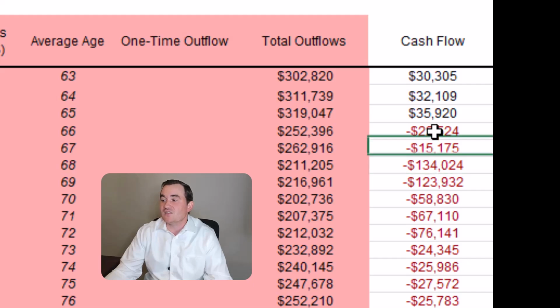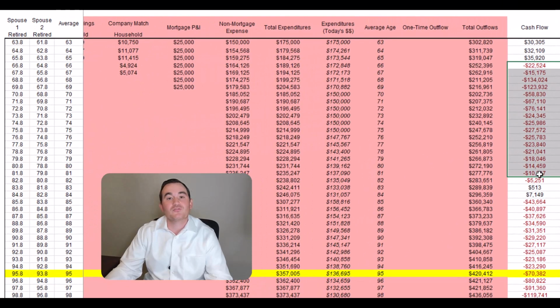But in anything that's red, they still are needing to pull from their portfolio. And given their base of money, if they have $1.5 million, if they simply just subtracted all this money without growing their money, it would run out really fast. And so what we're trying to determine is what is the lowest return that they'd have to earn such that their money wouldn't run out.